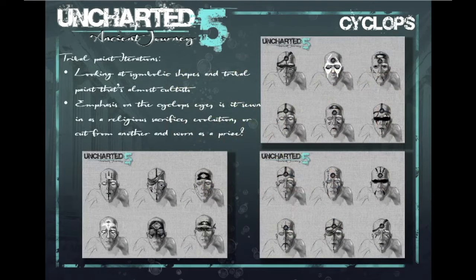This next slide, I began to sketch my own versions of tribal culture, focusing on symbolism related to Atlantis and Poseidon, trying to focus on the Cyclops' eye as the main feature on the head, whilst also experimenting with the idea of whether it was evolution, sewn in, or cut from another and worn as a symbol for the gods.